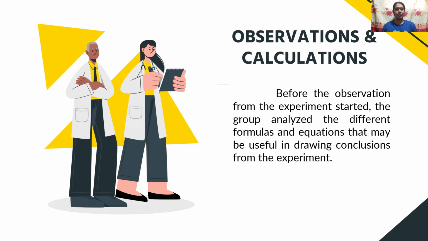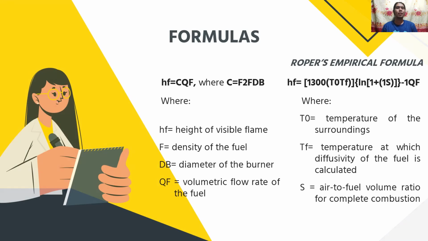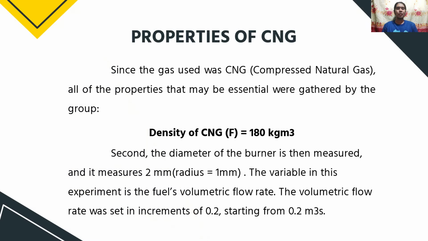First, we set some parameters about the CNG, or the compressed natural gas, which are the density, the diameter of the burner, and the set increments for the volumetric flow rate of the fuel. The first one is the density. The density of our fuel, based on our research, is around 180 kilograms per cubic meter.